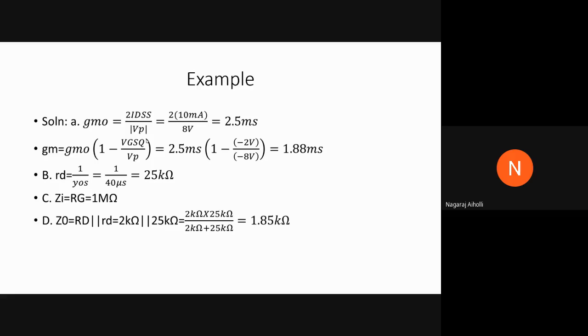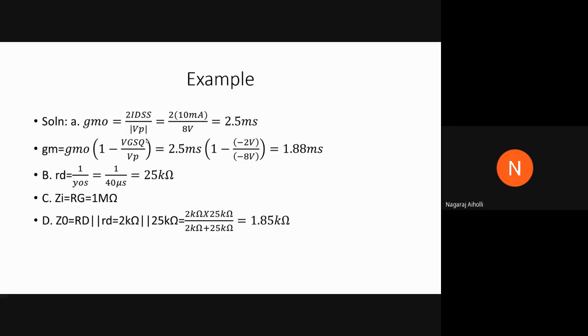So this GM decreases from GM naught to 0 as we increase the gate to source voltage negatively from 0 to pinch off voltage. When we increase the gate to source voltage from 0 to minus VP, then the value of transconductance, that is the reciprocal of resistance, becomes equal to 0.